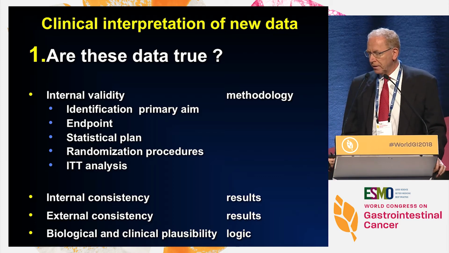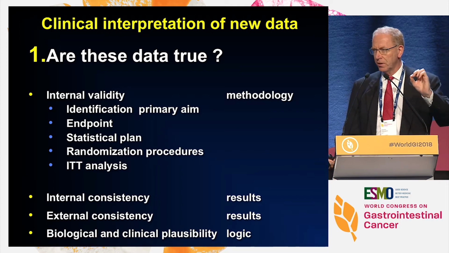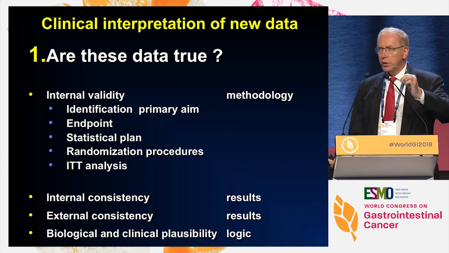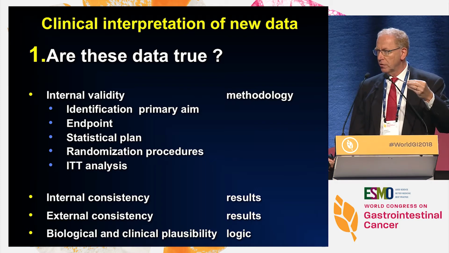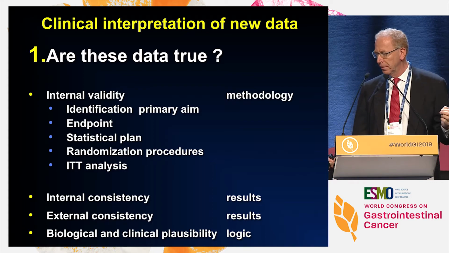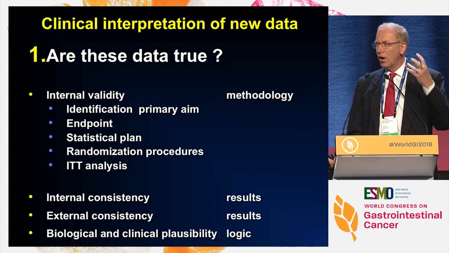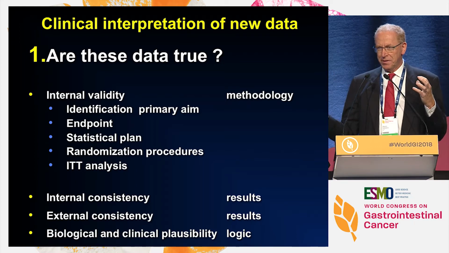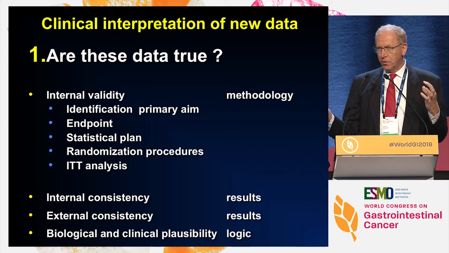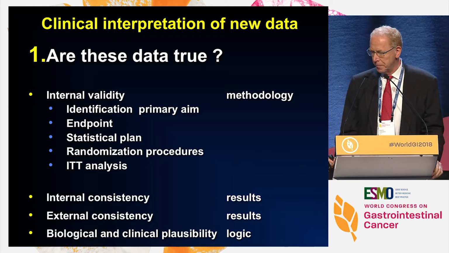So, was the primary aim spelled out? Usually that is done at the end of the introduction: we did this because we wanted to investigate this question. So the main question of any clinical research is so important. The second is the choice of the endpoint. How hard is the endpoint? How biased is this endpoint? The harder the endpoint, the higher the internal validity of a study.